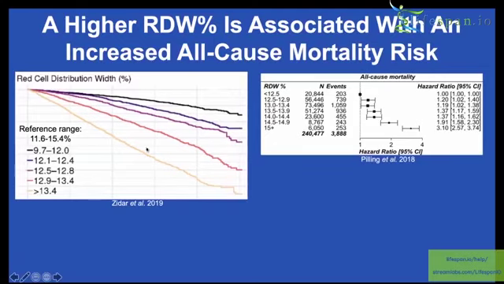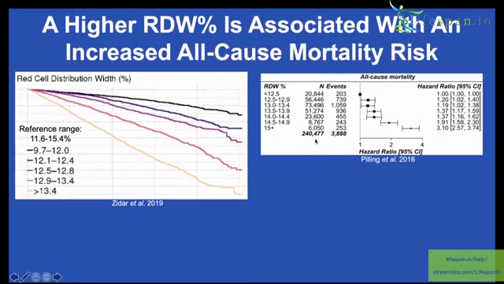But we can go even bigger than this sample size of 30,000 subjects for MCV. In this case, they looked at more than 240,000 subjects, but the same trend was identified. Using RDW percentages of less than 12.5 as the reference, you can see that higher RDWs is significantly higher risk of all-cause mortality.